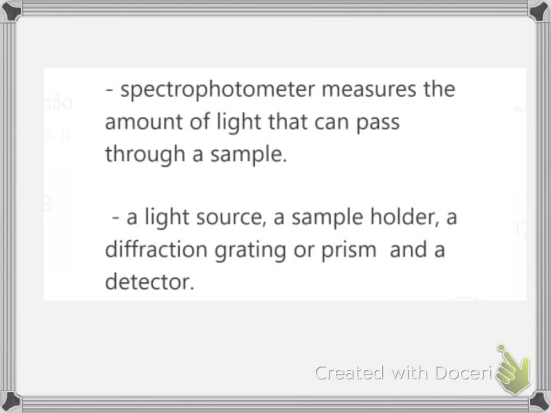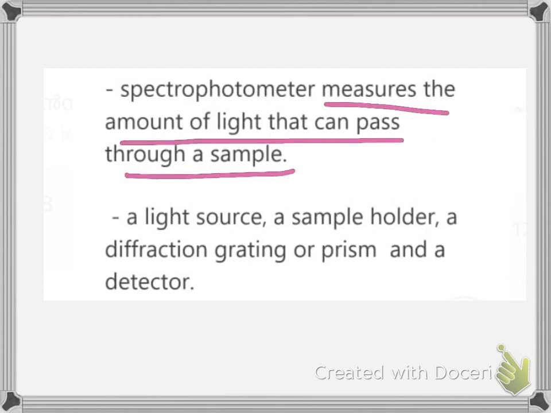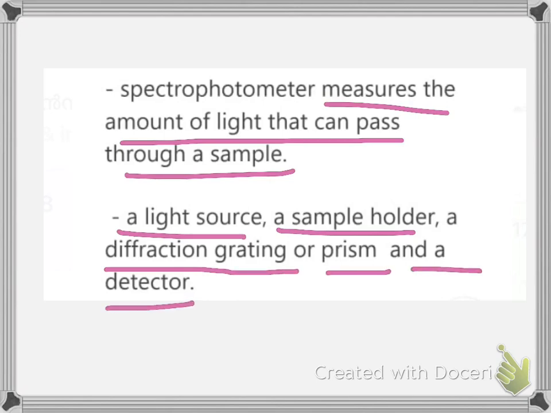That is, it measures the amount of light that can pass through a sample. This device consists of a light source, a sample holder, a diffraction grating or prism, and a detector to measure the amount of light absorbed at each wavelength.